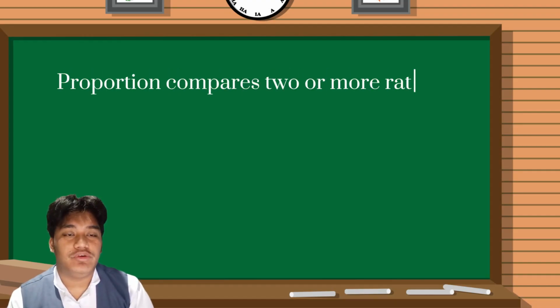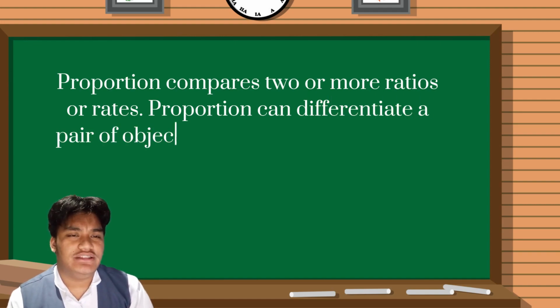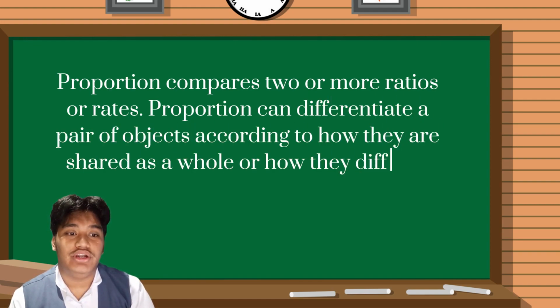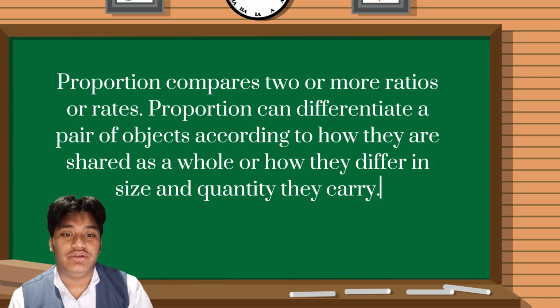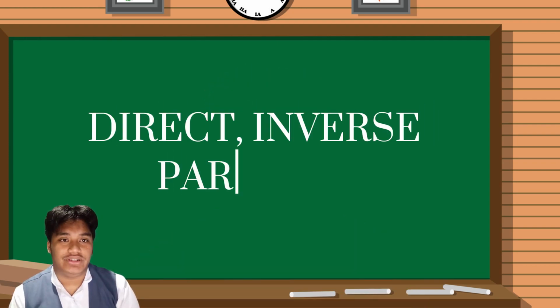Firstly, the proportion. Proportion compares two or more ratios or rates. Proportions can differentiate a pair of objects according to how they are shared as a whole or how different in size and quantity they are. But proportion has its types, most commonly known as direct, inverse, and partitive. Let's talk about it, shall we?